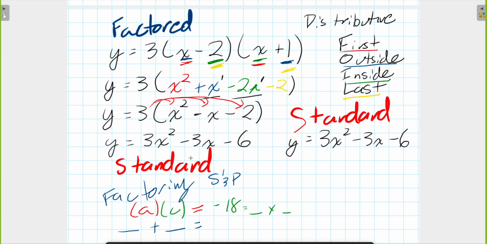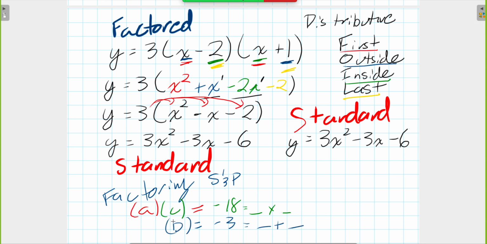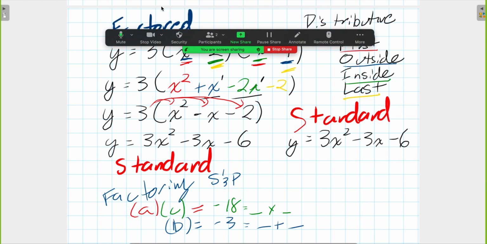And our B term in this case, I've kind of written this funny. I'm going to try to clean it up a little for you. Let's put the B there. And the B term in this case is negative 3. So we want two terms that add to it. And in this case, this is the B term. So what does B equal to? Okay. So this is how we got to this information.